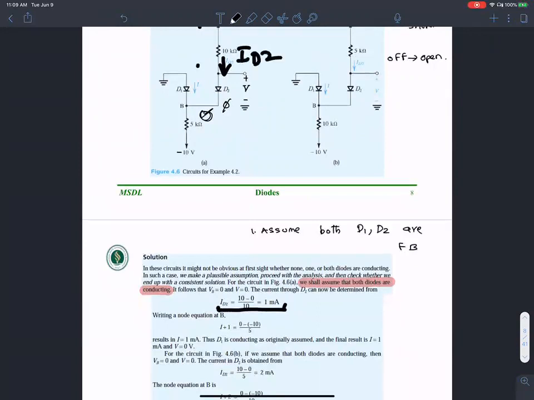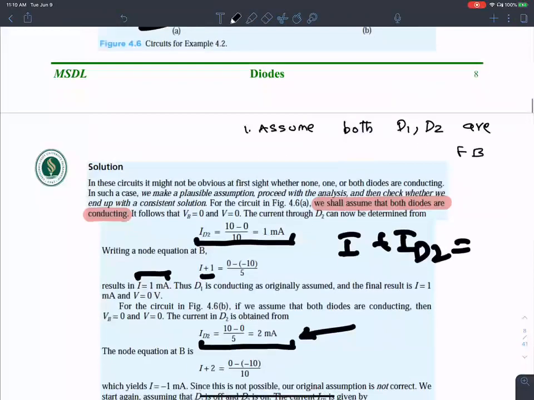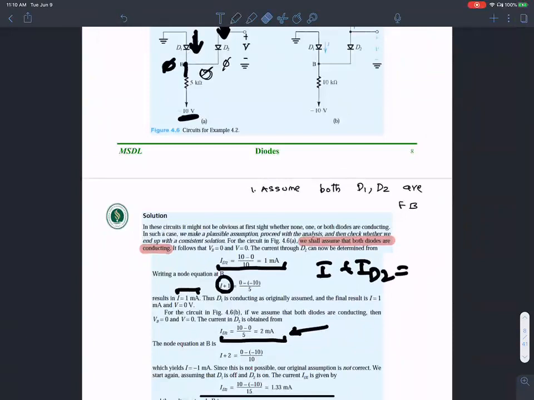Now writing the node equation at B, the sum of the currents I plus ID2 should equal the current flowing into this branch, which is 0 minus negative 10 volts divided by 5. Adding the currents through both of these branches, I plus ID2 should equal the current flowing into this branch, which is 0 because that is assumed to be a short circuit, 0 minus negative 10 volts divided by the resistance, so this gives us 2 milliamperes. So this tells me that when I solve this current equation, I equals 1 milliampere. Everybody with me? Are you with me?